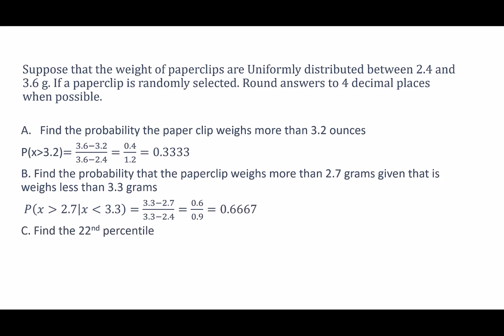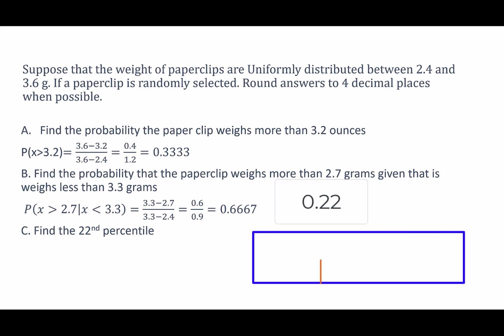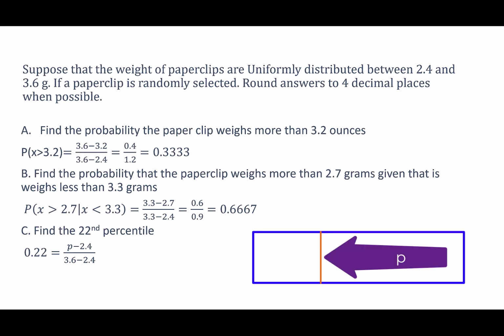We'll finish up by finding the 22nd percentile. Because we have a uniform probability distribution, the 22nd percentile is just the probability of 0.22. We're going to set up that 0.22 is equal to p minus 2.4 over 3.6 minus 2.4. What we're finding here is the location of p. So we're looking at how far from our beginning of 2.4 is the 0.22 located.